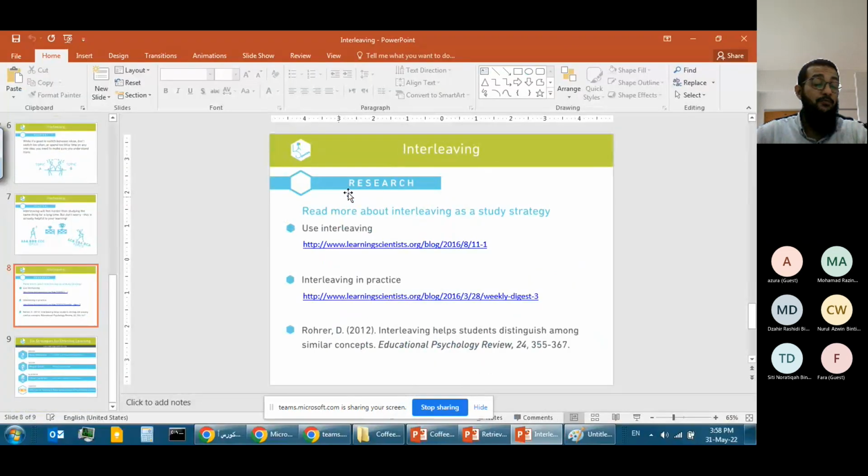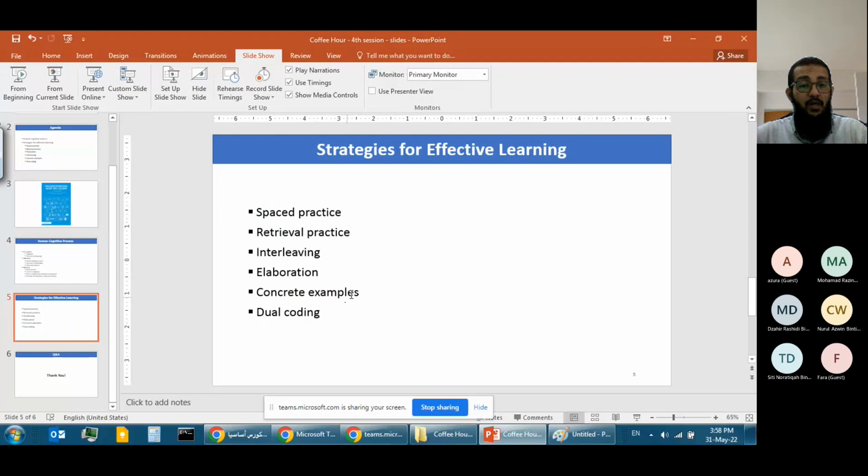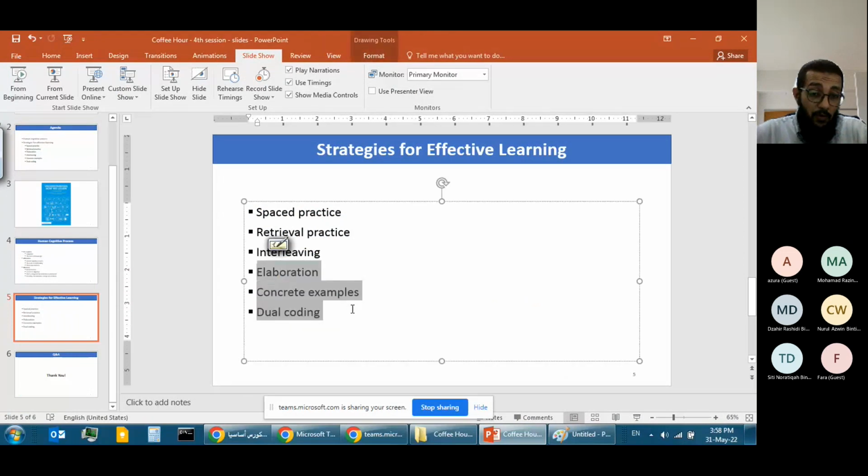Okay, that's enough for interleaving. The next strategy is elaboration. Actually, I will combine all of these three in the last few minutes. Allow me to combine all of these, because all of them are actually elaboration, and this is very, very important.